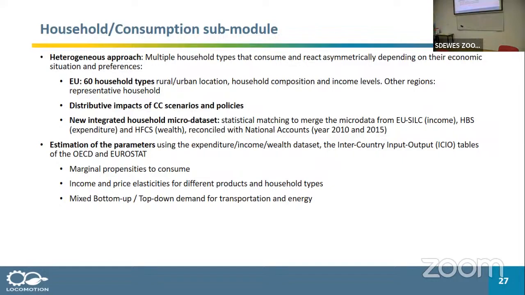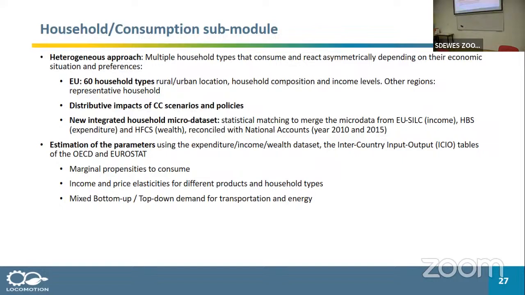With this database, we have calculated different marginal propensities to consume, income and price elasticities for different products and households. But for those of you that are not familiar with these terms, marginal propensities to consume say, depending on the income and wealth that you have, how much do you spend?